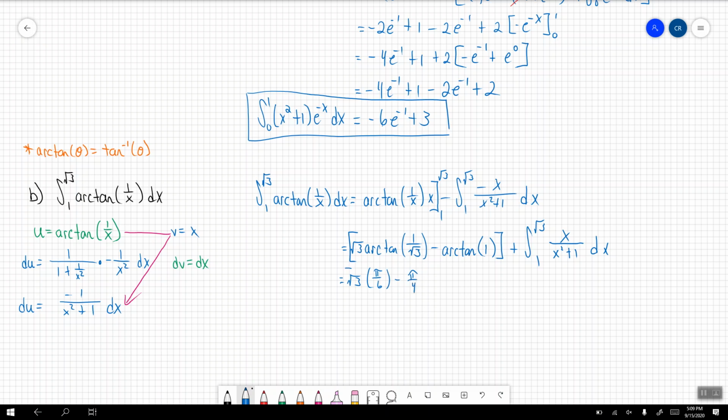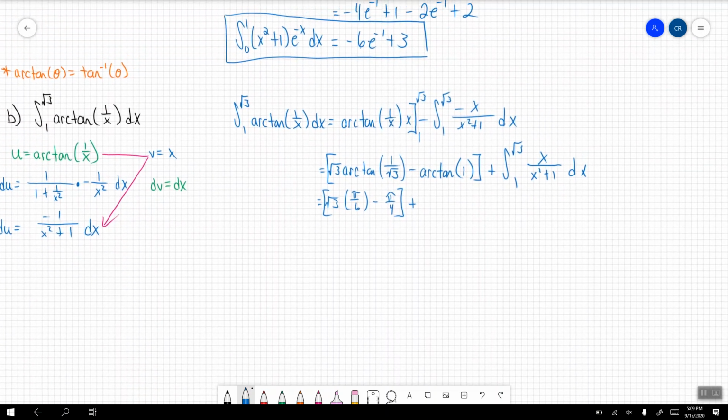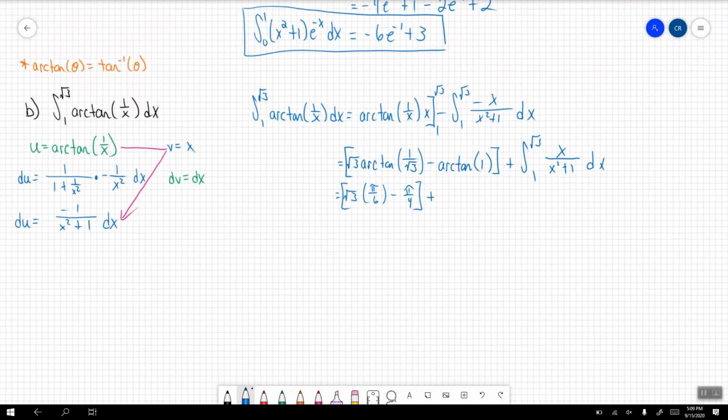So that's minus pi fourths. There we are. That's looking good. Plus, this next integral, what we're going to do for that integral is we can actually use a u substitution there. So we don't need by parts here. We just need a u substitution.